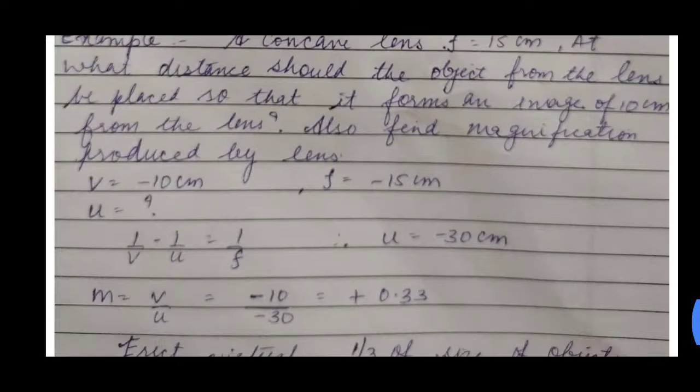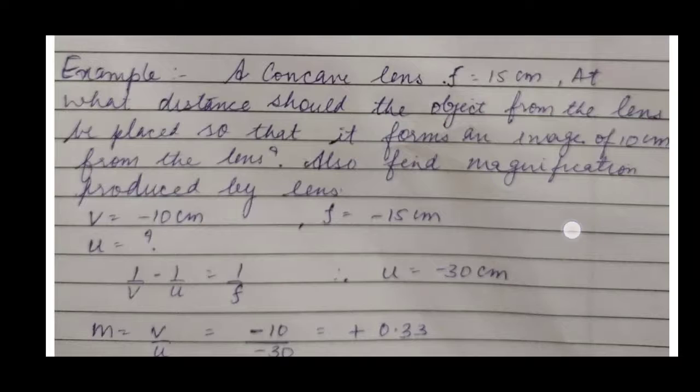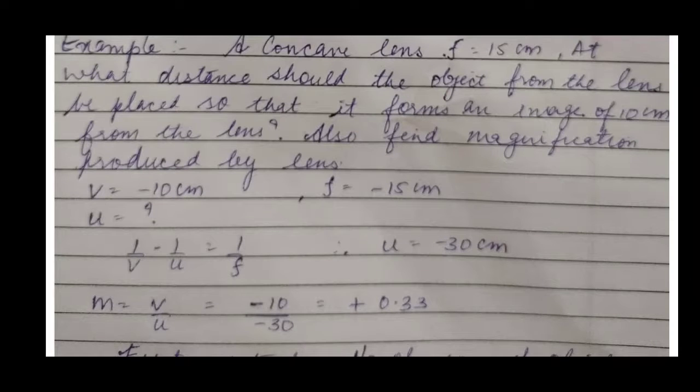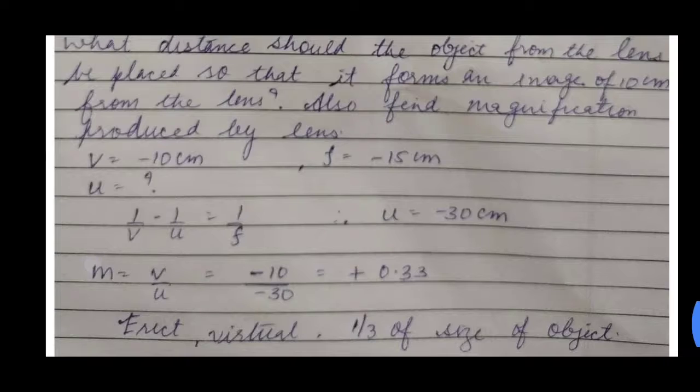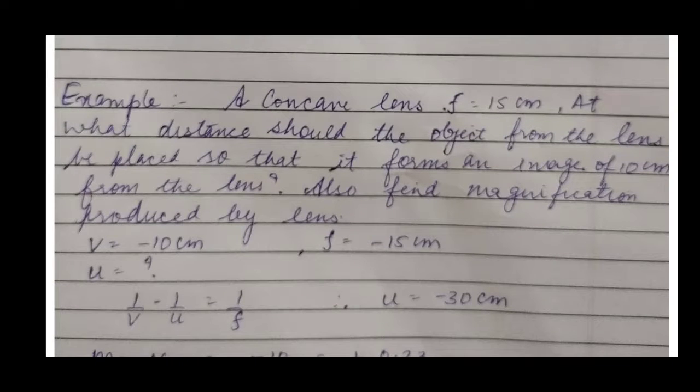A concave lens has a focal length of 15 centimeters. At what distance should the object be placed from the lens so that it forms an image 10 centimeters from the lens? Also find the magnification produced by the lens. So this is a concave lens. In a concave lens, what is the focal length? Focal length is negative. So f will be minus 15.